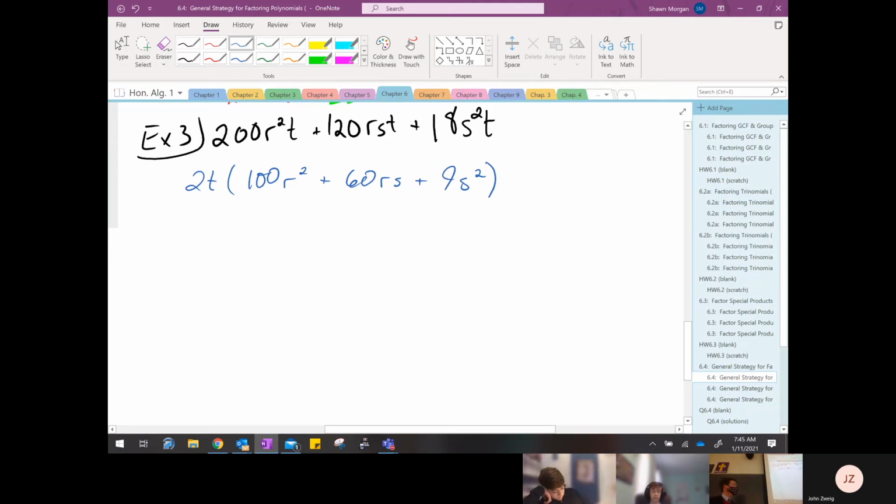George, what must the first term be? A perfect square. Is the first term a perfect square, class? Yes, it is. 10r times 10r. Again, this goes back to last Thursday. Hope you watched the video.